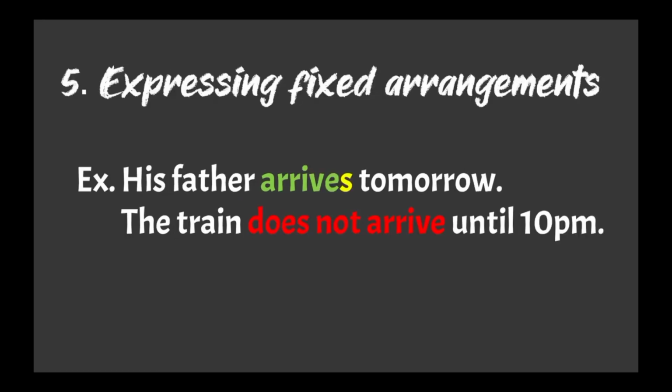Number 5, expressing fixed arrangements. For example, his father arrives tomorrow. This is a fixed arrangement. You know that his father will arrive tomorrow, so we use the present simple. His father arrives tomorrow for sure. The train does not arrive until 10 p.m. This is a fixed arrangement. The train doesn't arrive until 10 p.m.